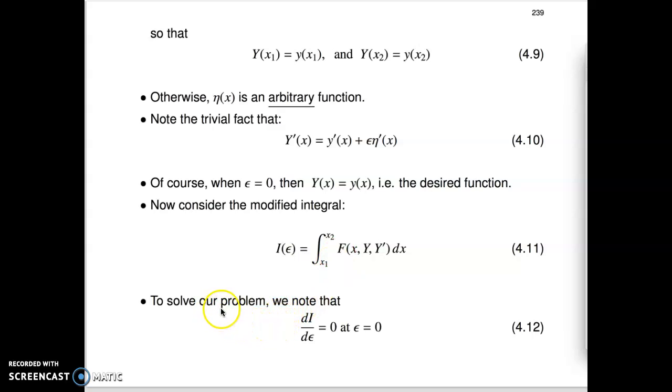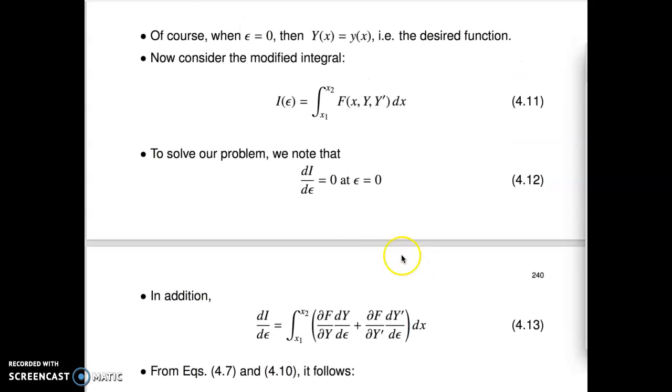But basically, to solve our problem, we're going to take this integral, which depends on epsilon, take the derivative of this integral, set it equal to 0, and insist this be true at epsilon equals 0. Then that means the integral will be an extremum when epsilon is equal to 0, therefore when big Y is equal to little y. And little y is our unknown function that we're trying to find.